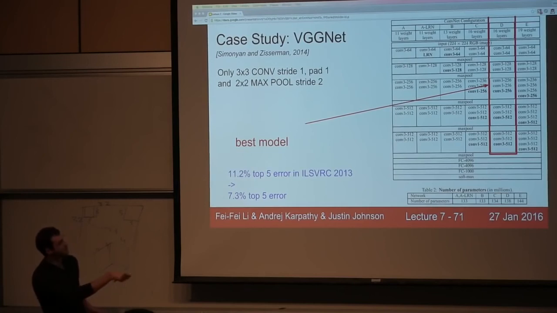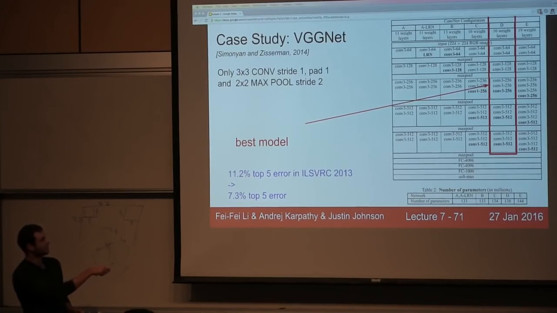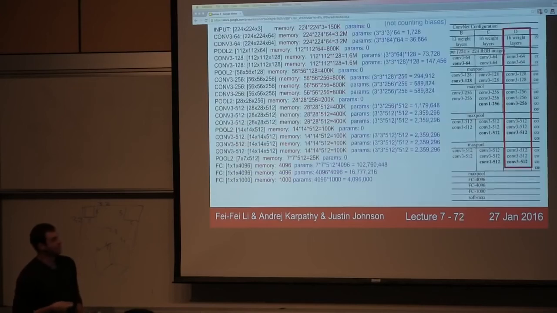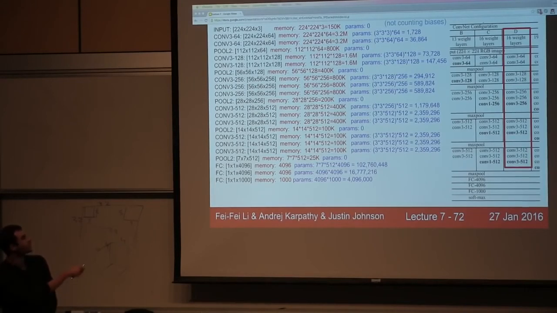I'm going to go into some of the details of this architecture. I'd just like to point out that their error went down from 11.2%, which was the previous year, to 7.3% error at this point. I'm going to step through this architecture now, and this took me a while to create. I went through and wrote out the size of the volume at every single intermediate step through the convolutional layers, for this D column here, which ended up working best in their paper.